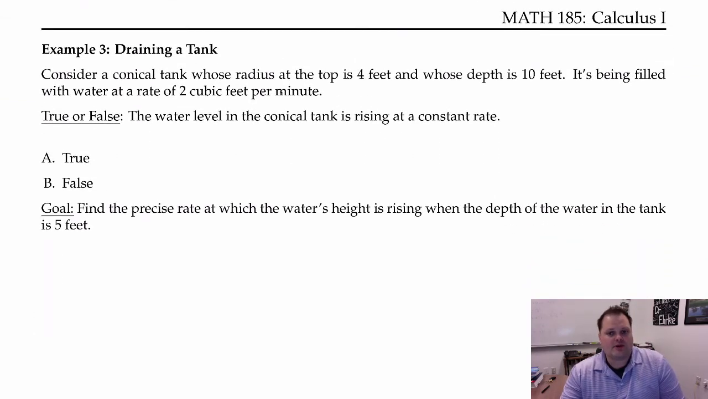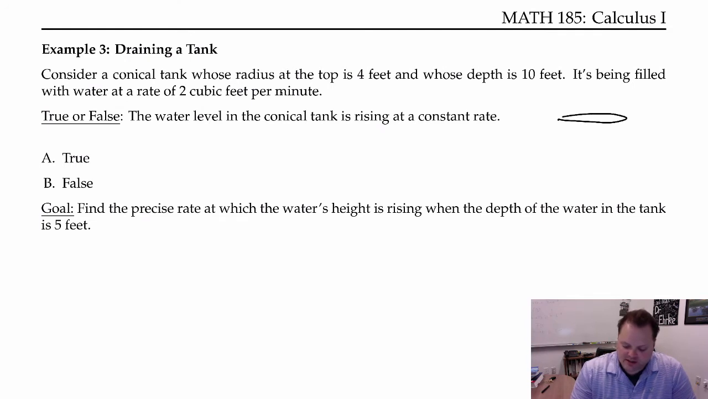All right, third example here. This is kind of related to the example I talked about at the beginning. We have a conical shaped tank. Think of the tank as being kind of like this. Not very practical, but for the purposes of this problem, it'll do. The radius at the top is 4 feet. The depth is 10 feet. It's being filled with water at a rate of 2 cubic feet per minute.